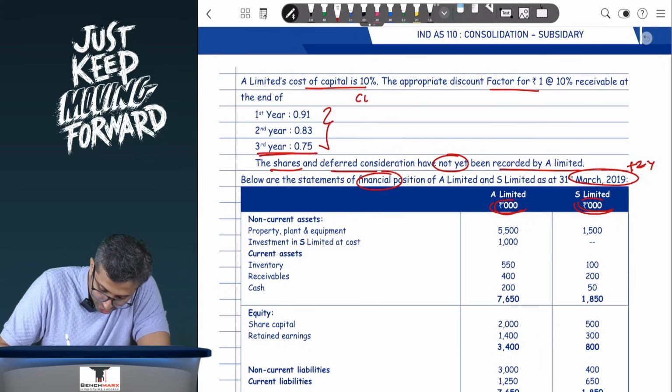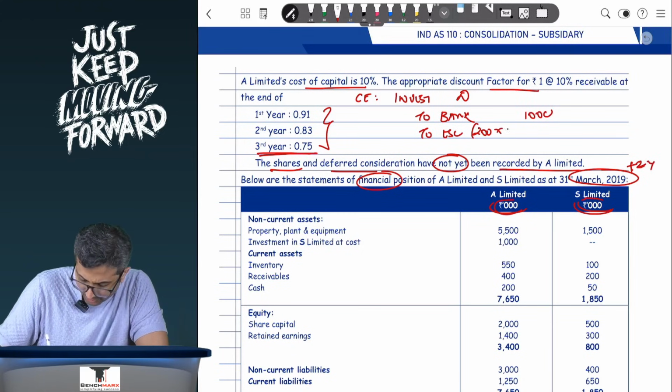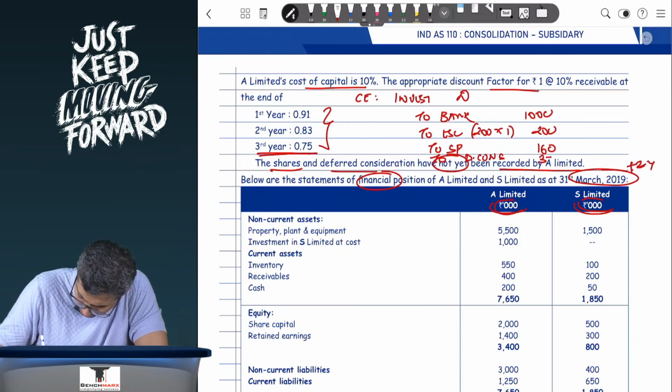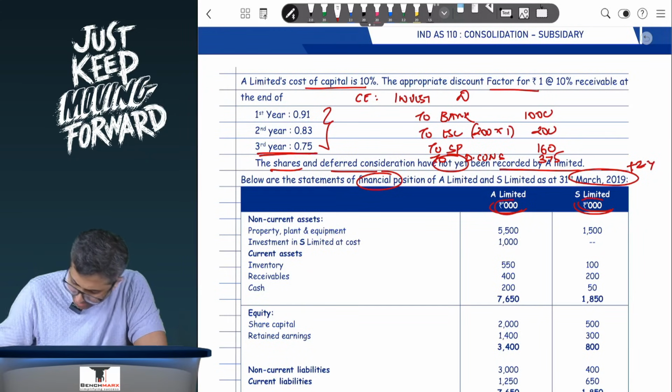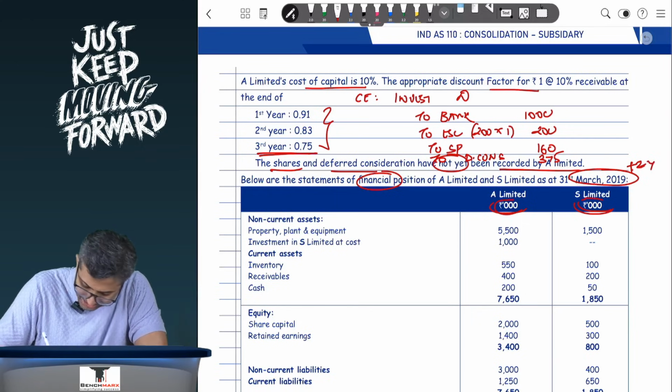The correct entry should have been investment account debit, to, let us say, bank. Let us say this is 1000, to equity share capital. This is 2 lakh shares or 200,000 shares at the rate of 1. So this is 200, to securities premium, the remaining 160. There is also a deferred consideration. To, let us say, deferred consideration payable. This is equal to, I think, 375. And hence, if I total all of this, I believe this will be what? 1360, 375. This is 1735.